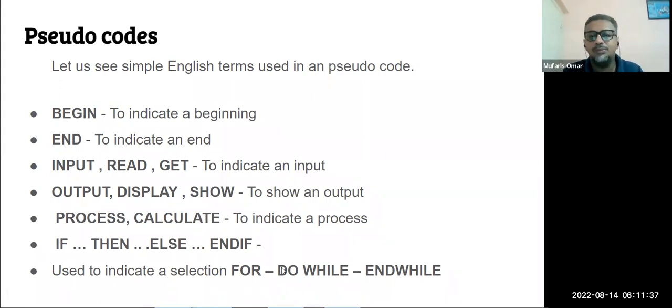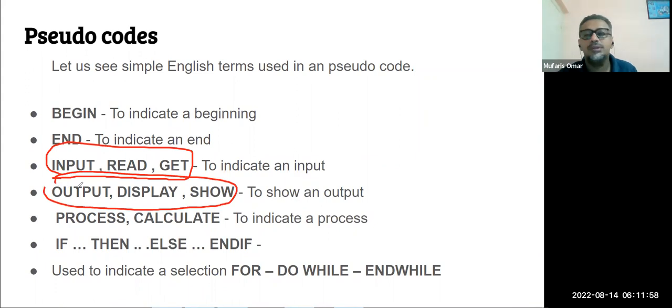To start, we use begin, and to end, you can use end. To read data into the program, you can indicate inputs using any of these three keywords. If you want to display something on the screen, you can use output, display, or show. And we said we don't use it much, but if there's a process or calculation, you might find these keywords, though not much in practice.